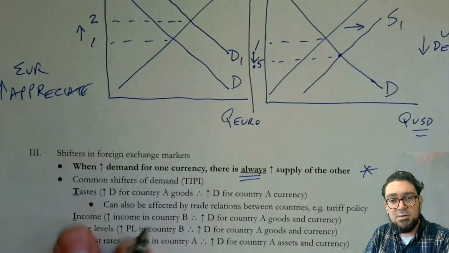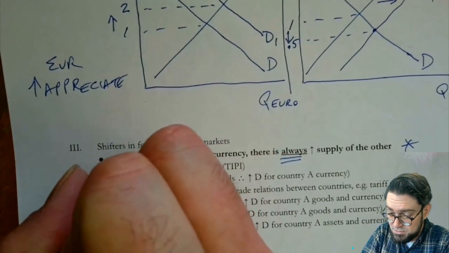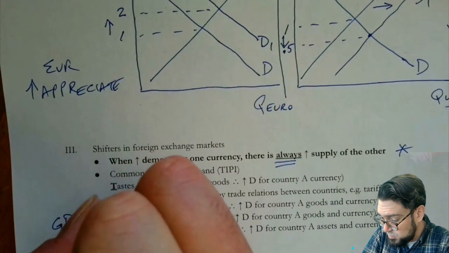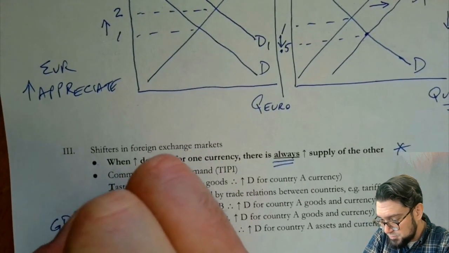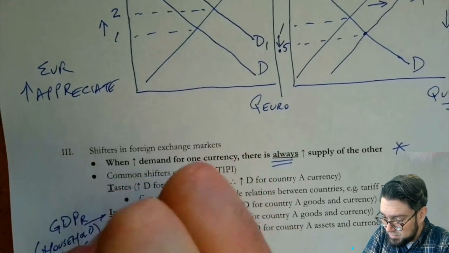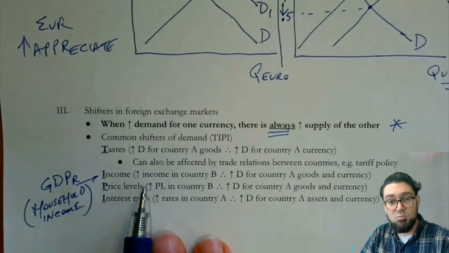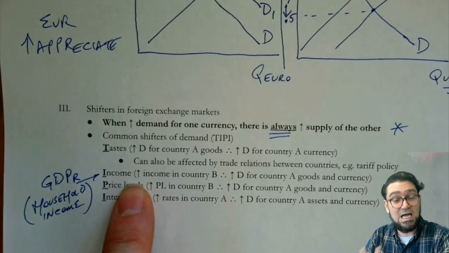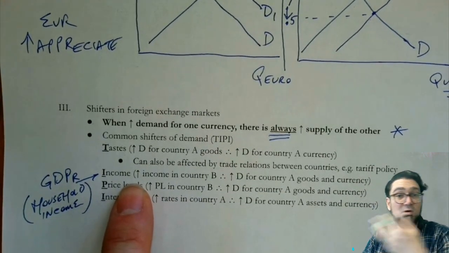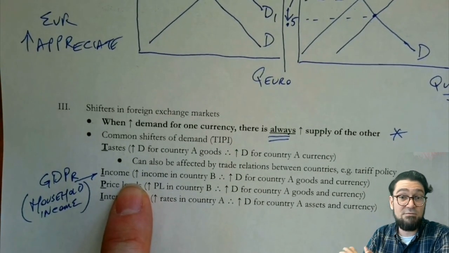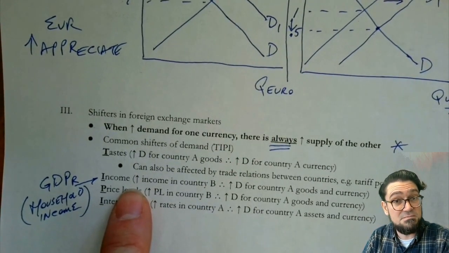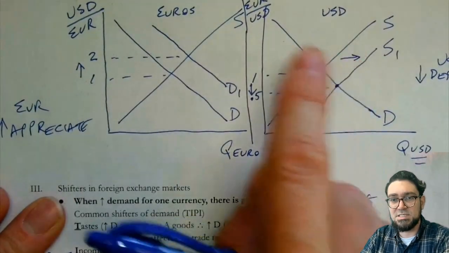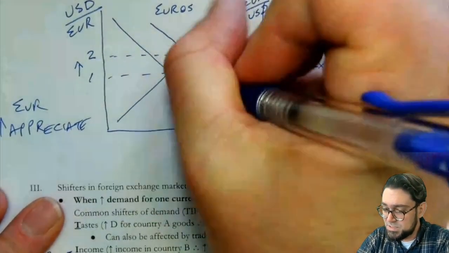tastes one. The second one is income, and income here means GDP, right? It also means kind of like household income is another way to view that, right? So there's a variety of ways that we could have more income, more GDP. But if our income, the Americans' income, is higher, then the Americans are going to buy more of everything. And as a result of buying more of everything, they're going to buy more European stuff, right? They buy more of everything, but including imports. And so when the Americans' income goes up, we would say that the demand for euros increases.